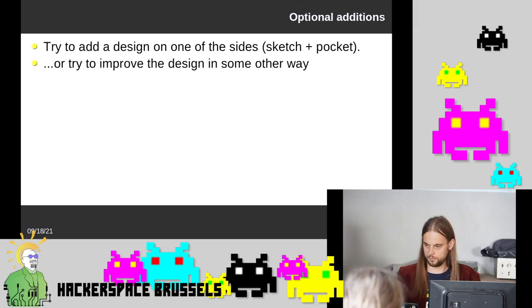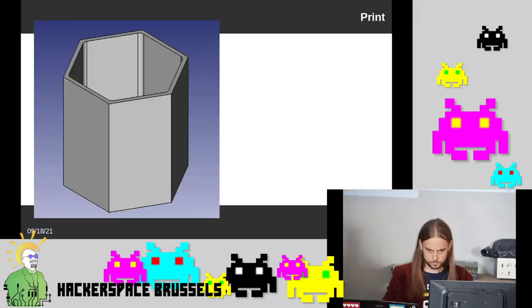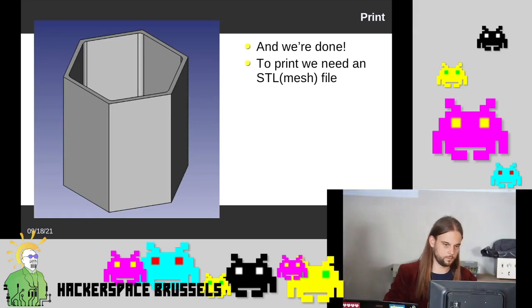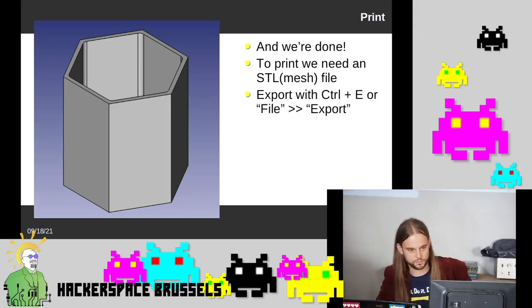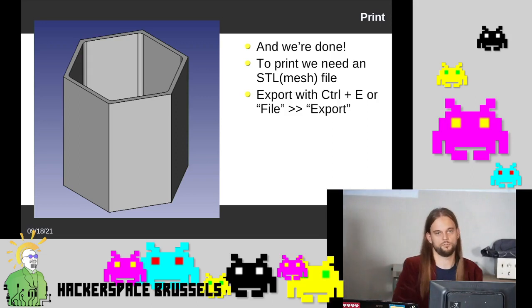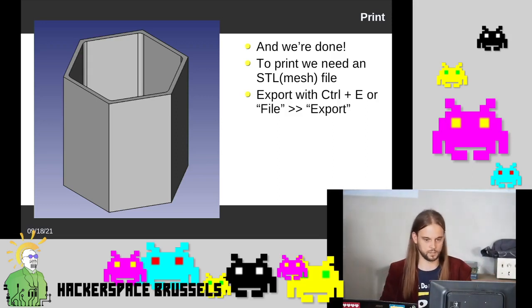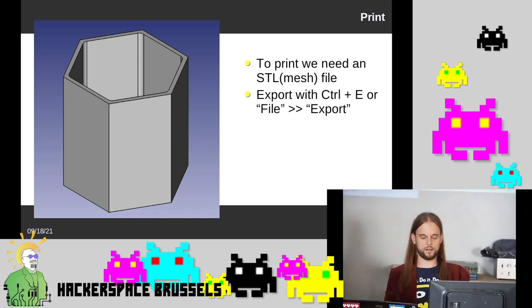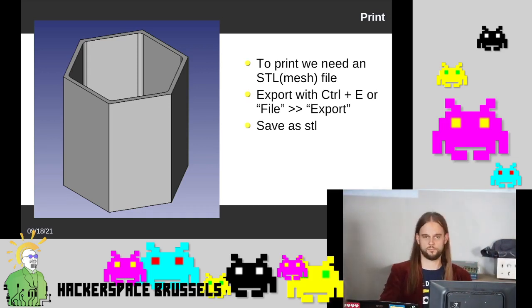So we have our 3D model, and now we probably want to print it. Before we can do the print, we need to convert our object to an STL or mesh file. This is simply done by exporting it. That can be done with Control E, or by going to File, Export, and then saving the document as an STL file.